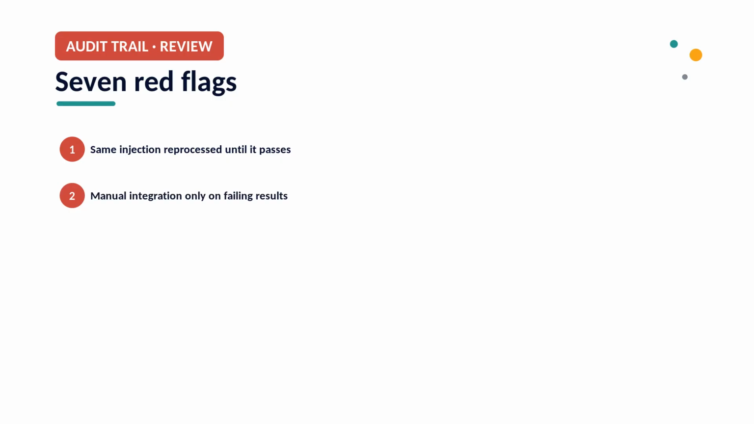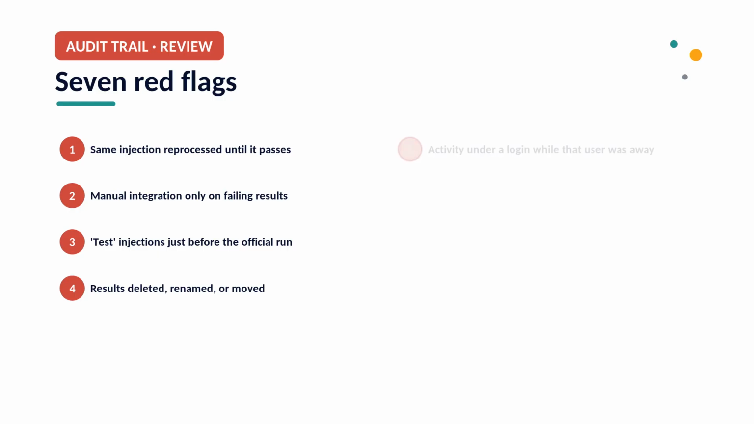So what are you looking for? 7 patterns every reviewer should know. 1. The same injection reprocessed until it passes. 2. Manual integration applied only to failing results. 3. Aborted or test injections just before the official run. 4. Results deleted, renamed, or moved into unusual projects.